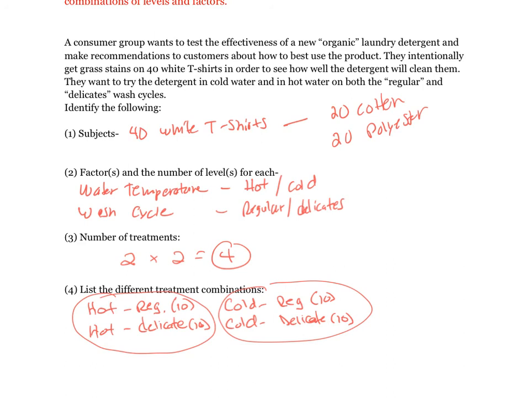So we have to be careful. We'd want to make sure that the 40 white t-shirts were made of the same material. That's what we mean by confounding variables: is there another variable in the problem that might have caused the results? So good luck with designing experiment vocab.